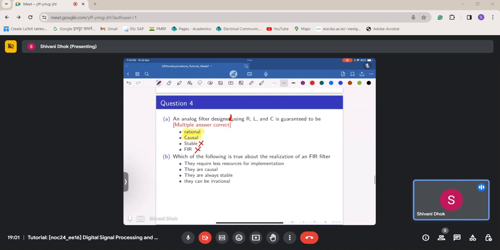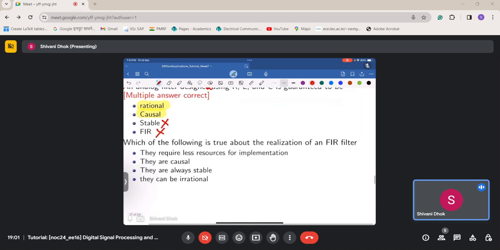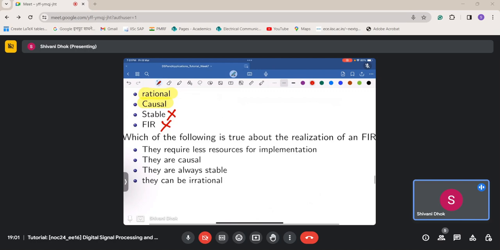The second part of this question is, which of the following is true about the realization of an FIR filter? They require less resources for implementation. They are causal. They are always stable. They can be irrational. So, they require less resources for implementation. No, IIR filters require less resources for implementation. This was mentioned in the lecture. So this option is wrong.